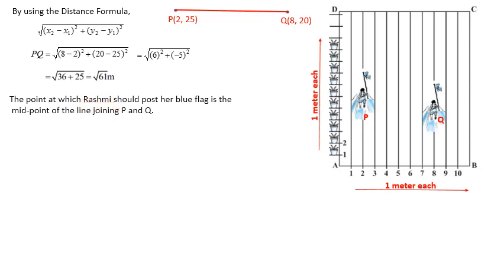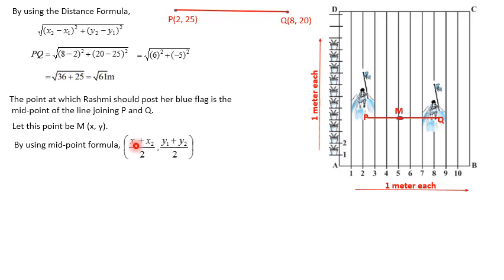Condition is there, she should post her flag exactly at the midpoint of the line joining P and Q. Means we have to find out the midpoint of P and Q. So from the diagram we can label the midpoint as M. Let us assume this point as M(x, y). We have to find out the midpoint, so we have to use the midpoint formula.